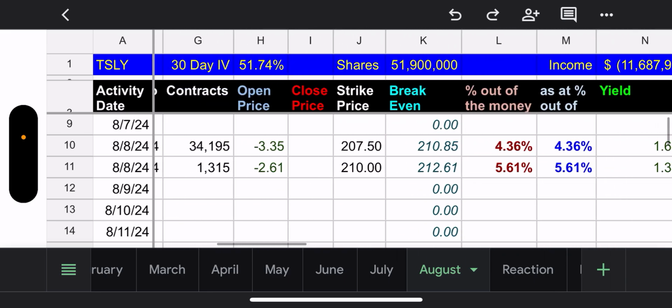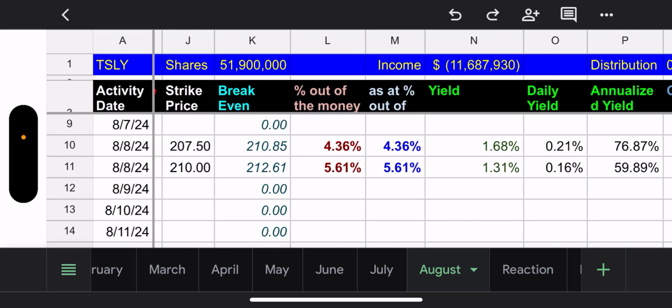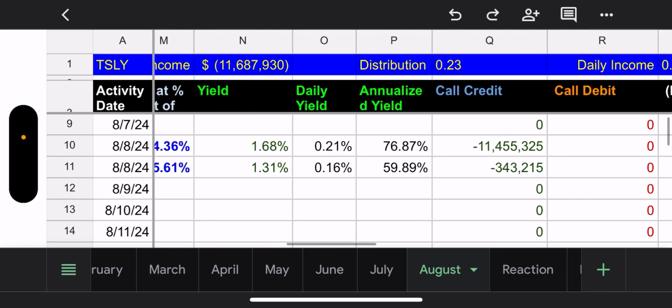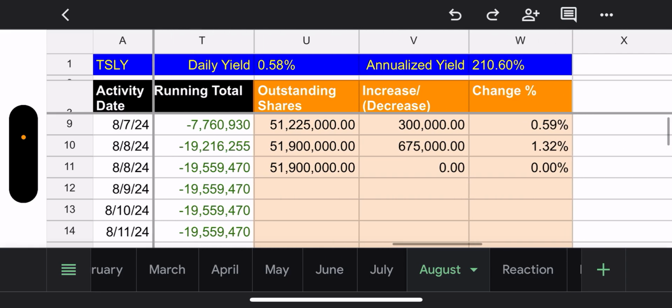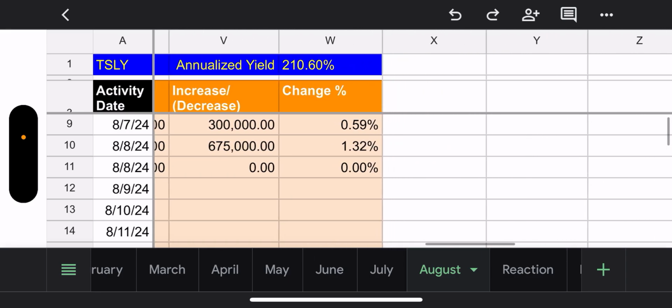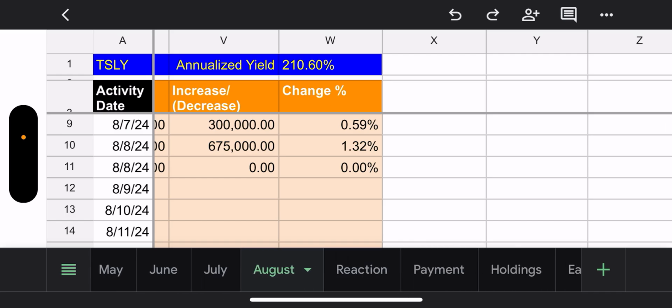All right, so here's the recap. 30-day IV, 51%, a little on the low side. Outstanding shares, 51.9 mil. Total net income now, we got some income to talk about, 11.6 million. So that's good. Good start, fresh start, new month. Let's keep that. Distribution, 23 cents a share. Daily income, 8 cents a day approximately. Daily yield, 0.58%. Annualized that's 210%.